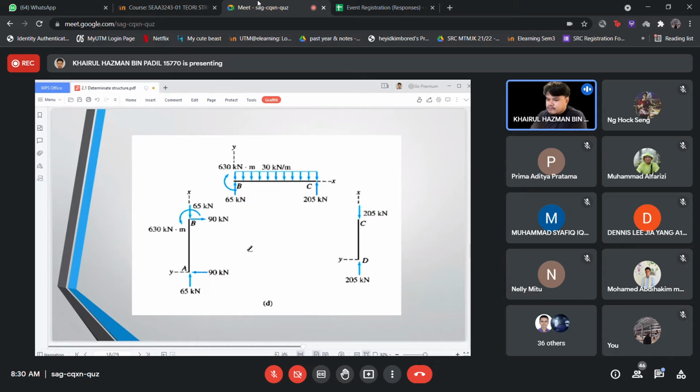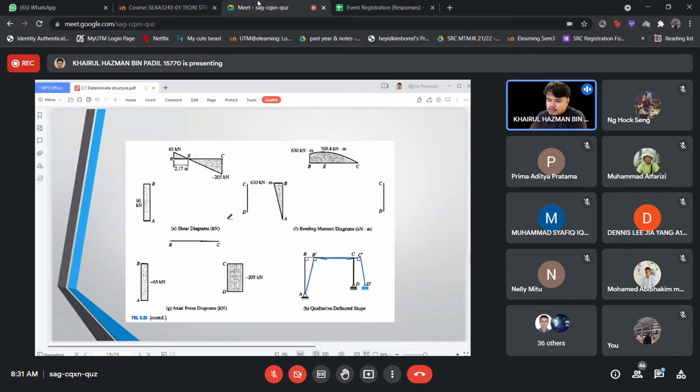Okay, you can solve the equations one by one, part by part, element by element. There's no problem with that. Remember, if you have a reaction here, you will have an opposite reaction. So what happened here is that this is the reaction that will happen. And then you can draw the shear force diagram, bending moment diagram, and axial force diagram, and the qualitative deflected shape separately.